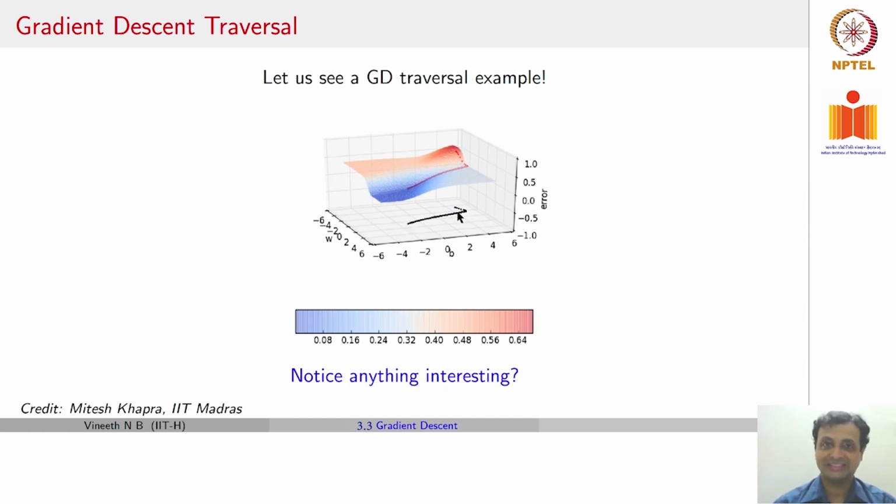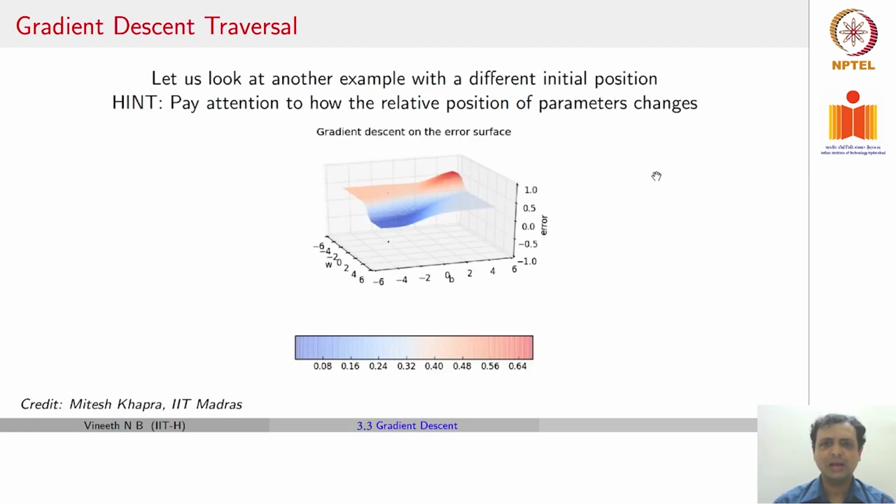There were some points in the traversal of the gradient descent when the traversal became slow, and there were certain points when traversal became fast. Let's keep this in mind when we go forward with the discussion. Let's look at the same error surface again, but let's initialize at a different point and now see what happens.